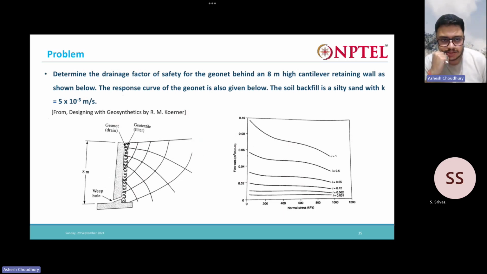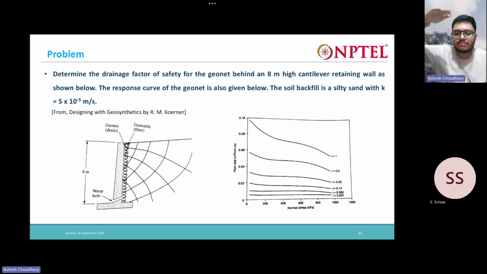Design the drainage factor of safety for the geonet behind the 8-meter high cantilever retaining wall, as shown below. The response curve of the geonet is also shown below. As we know, it depends upon the flow rate, the rate at which the water is going to flow through the geonet or geotextile, and that depends on the vertical pressure on that geosynthetic.